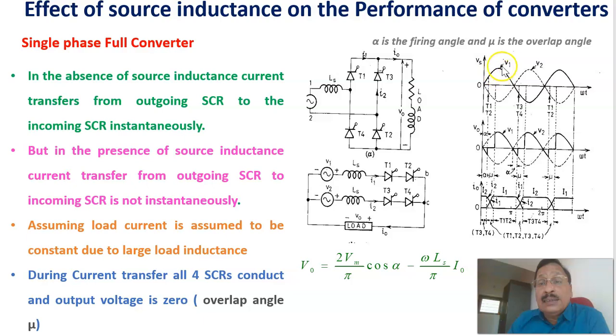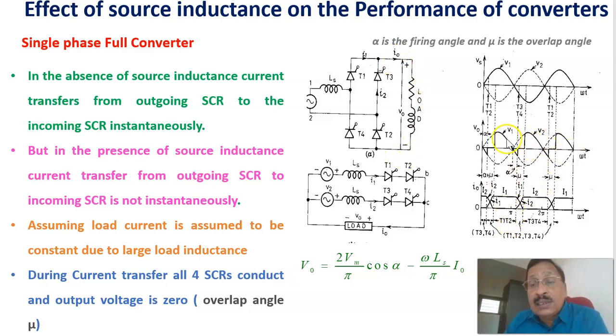Here this is the voltage that is coming at this point, and this V2 is the voltage that is coming at this point. During the positive half cycle, T1 and T2 can be fired. During the negative half cycle, T3 and T4 are conducting. And as we are seeing here, during the transition period all these thyristors are conducting because of the source inductance, and the output voltage equals 0. This angle equals the overlap angle mu. Therefore, this is the output voltage, that is, across the RL load.